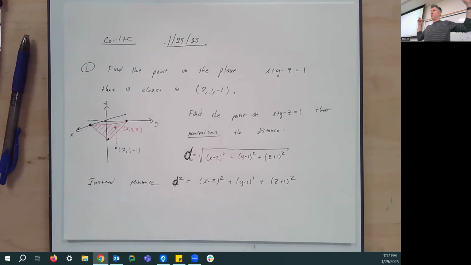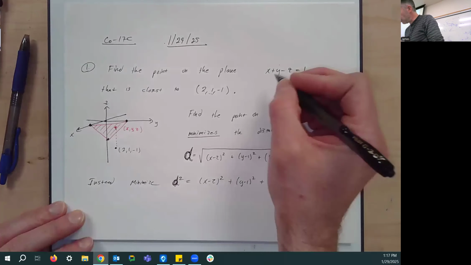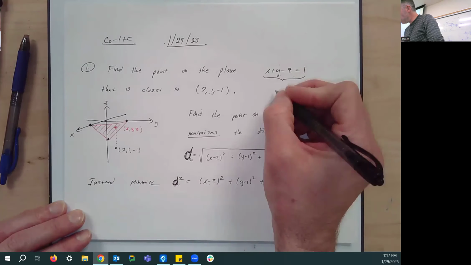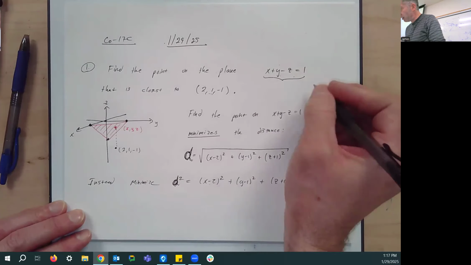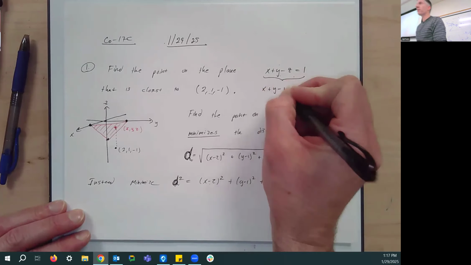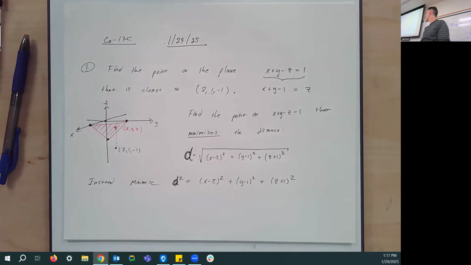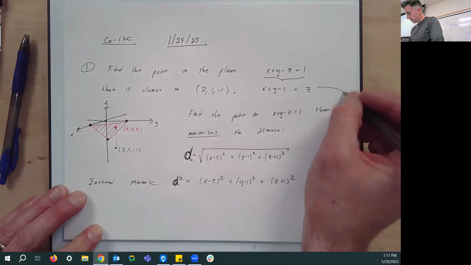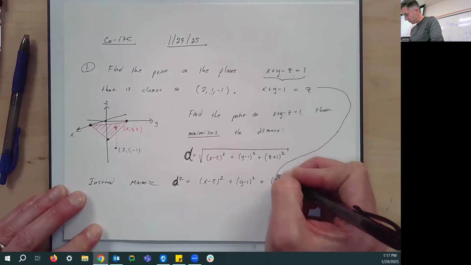Like I think there was a problem you did last class where I decided to isolate either X or Y instead because it was just a slightly nicer choice. So we're going to take this equation and say, great, Z equals X plus Y minus 1. So now we're going to plug that in for the Z right here.